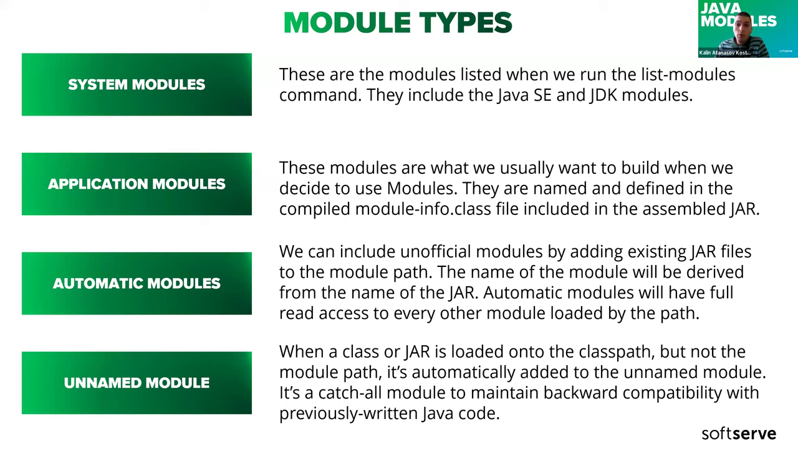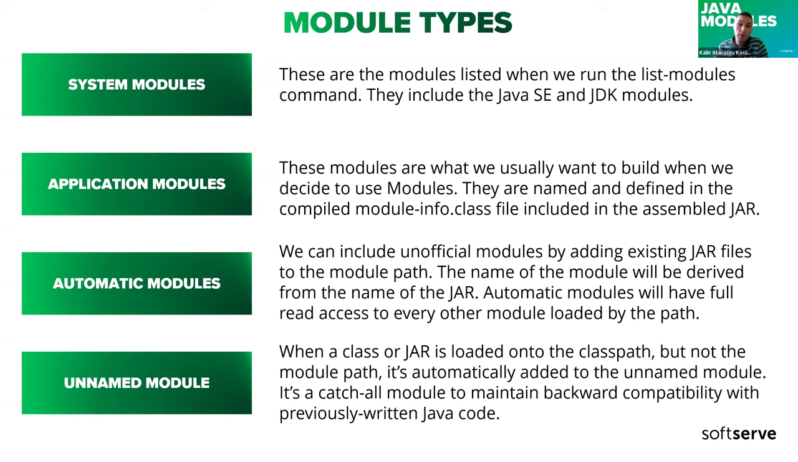We also have the automatic module. This will relate later to my demo, so this is kind of important here. We are able to import unofficial modules by just adding jar files to the module path. The name of the module will be derived from the name of the jar. For example, if we have a jar with the name json-2.8.jar, the module name will be just json. The version and the file extension will be stripped out of the name of the module. Automatic modules have full read access to every other module on the path, which sometimes we don't want, but since it's an automatic module, that's how it goes.